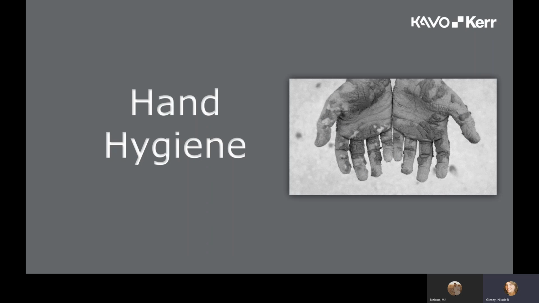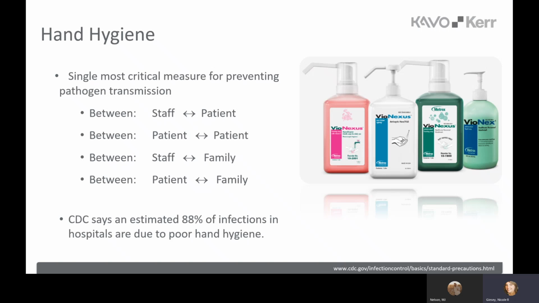So another way that we can prevent transmission in infection prevention is hand hygiene. Hand hygiene is actually the single most critical measure for preventing pathogen transmission, and it applies between all different sources: between us and our patients, patients to patients within the office, our staff, and we don't want to bring it home to our family. And also if the patient picked up something in the office, they don't want to bring it home to their family.